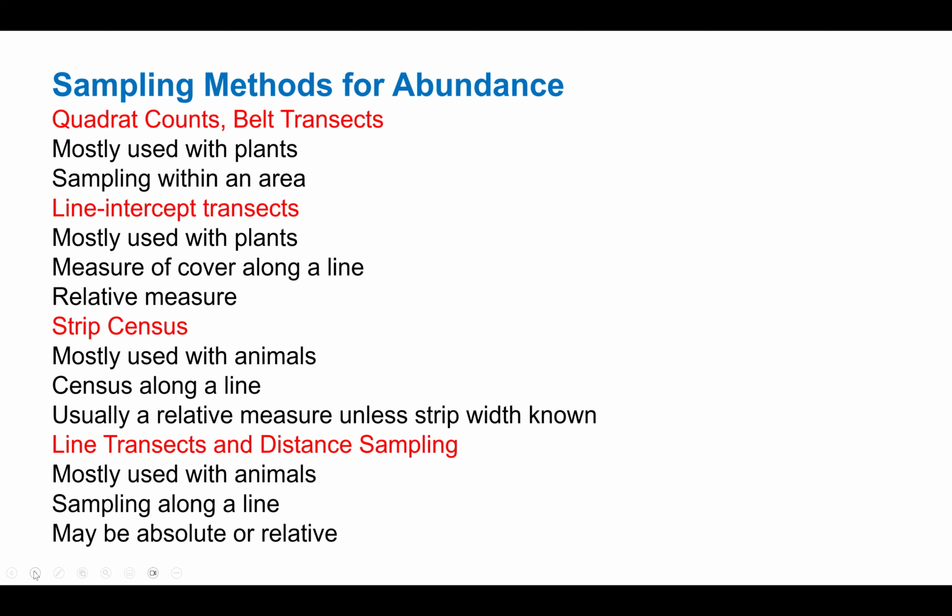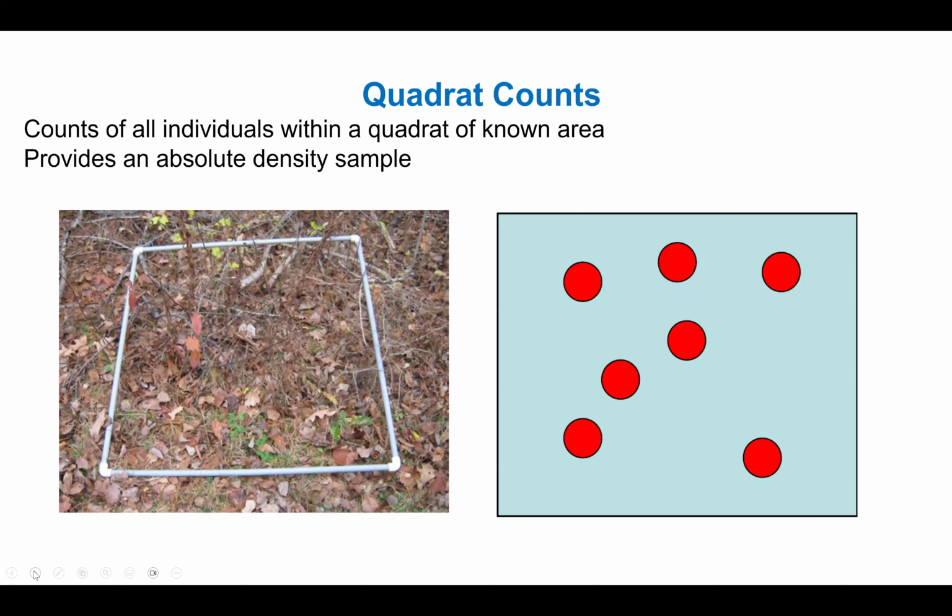So these are our different kinds of methods for sampling for abundance. We've talked a little bit about some of these, so I'm going to go over this. Quadrat counts are where you create this square, right? And you count within the quadrat. And it usually gives you an absolute density for the area.